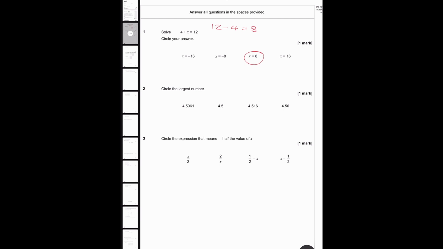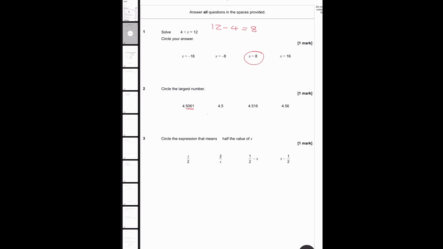Question 2 tells us to circle the largest number. This can be tricky to see, so what I usually suggest is that you make the number of digits the same after the decimal place by adding zeros. If we look at our first number, we can see we've got 4 digits after the decimal place, so we are going to make sure each of our numbers has 4 digits after its decimal place.